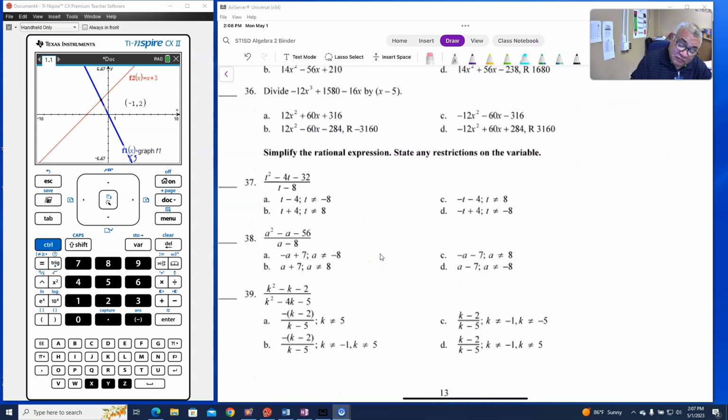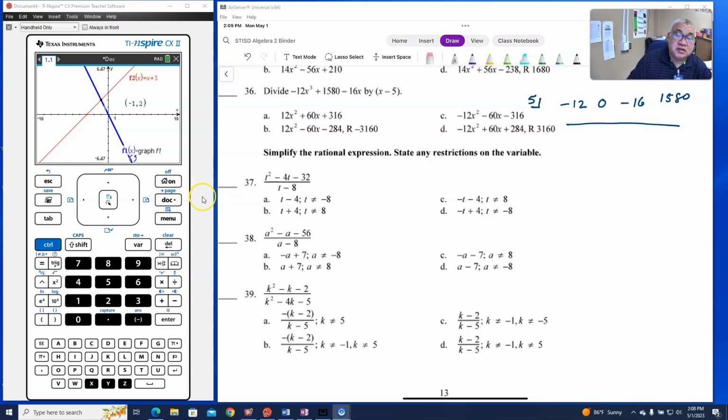Okay, 36, we have -12. We got 0 because we don't have x squared, and we have also 0 since we don't have x. And then it's 15. Well, it's out of order, so it's going to be -16. And the next one is 1,580. You got to make sure it's in standard form.